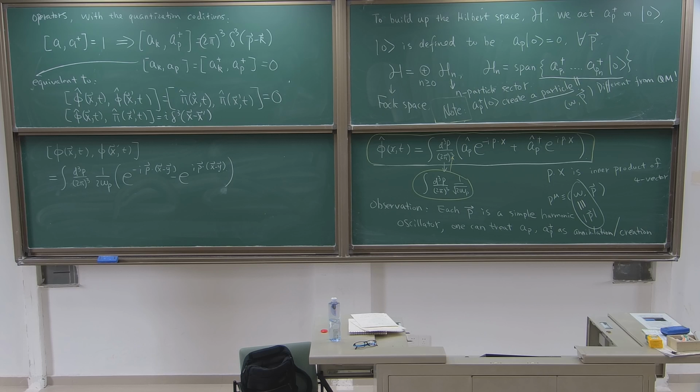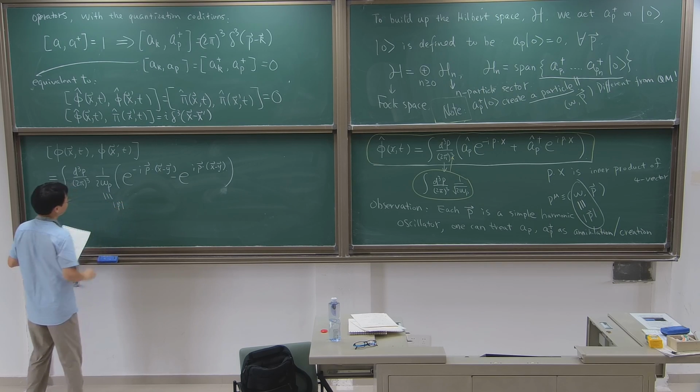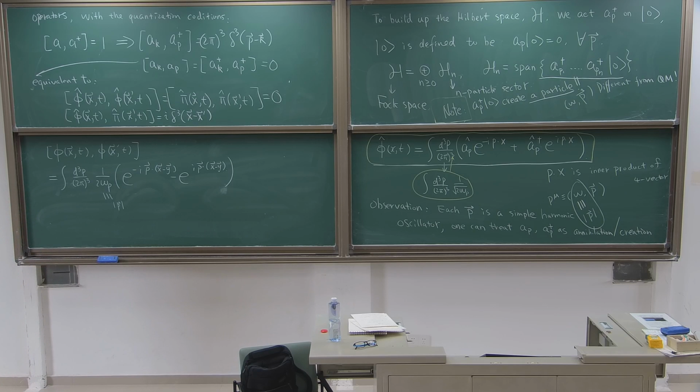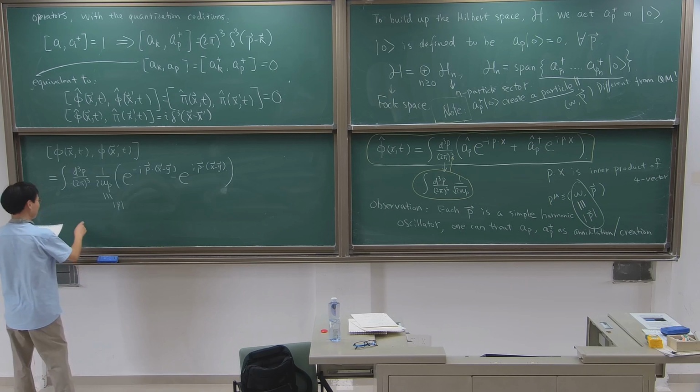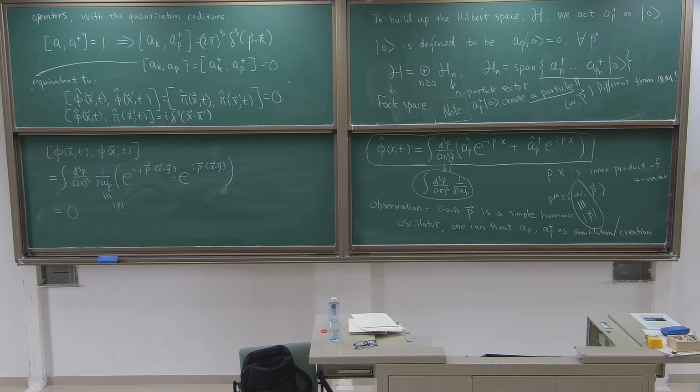No, it's not. Well, yeah, it's not. Another answer. What is the value of this one? Yeah, remember omega p here is defined as the square root of p vector squared plus m squared. So what is the value of this one? So this is 0. Why? Why is this 0?